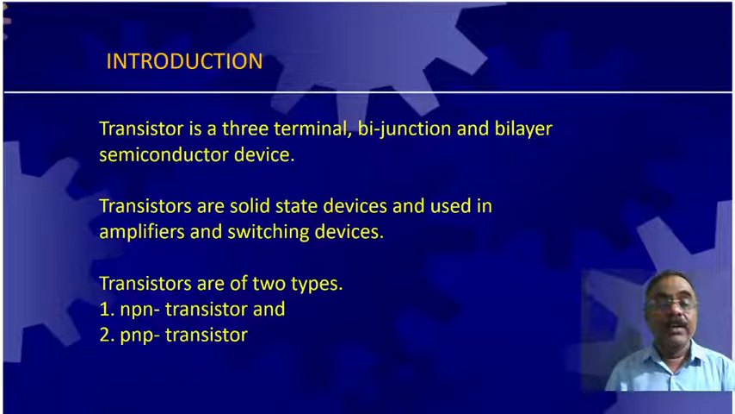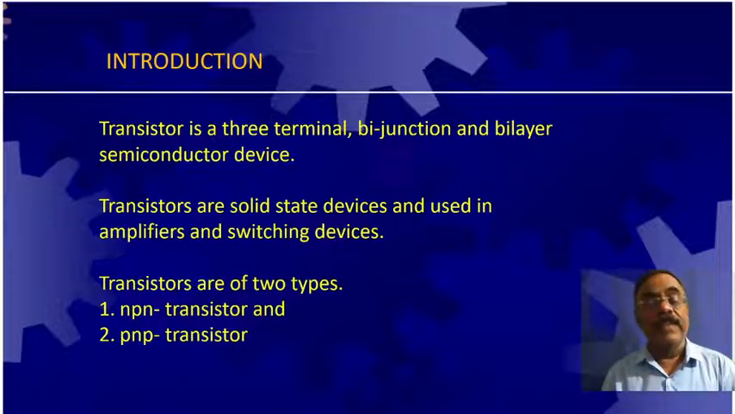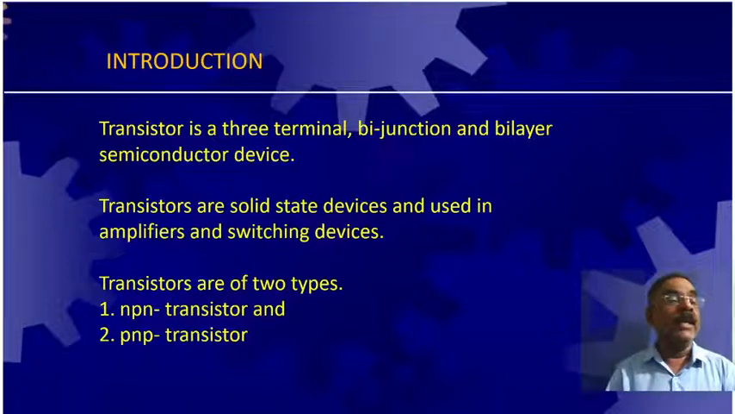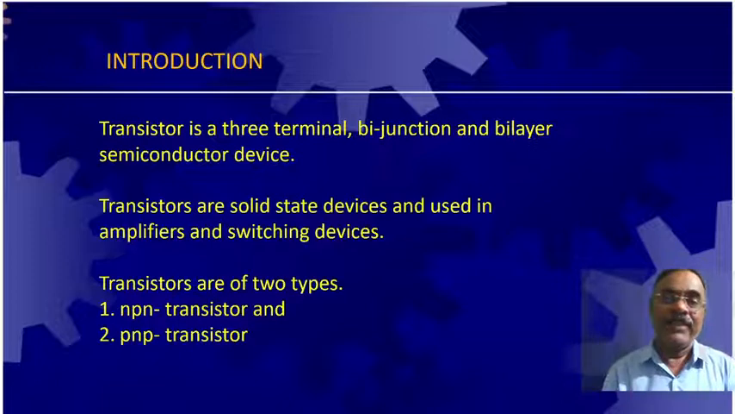Transistors are basically solid state devices and they are used in amplifiers and switching devices. Now there are two types of transistors, NPN transistor and PNP transistor. So NPN transistor is formed by sandwiching P-type semiconductor between two N-type semiconductors. Similarly, PNP transistor is made up of sandwiching N-type semiconductor between two P-type semiconductors.